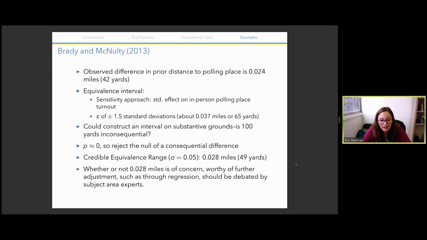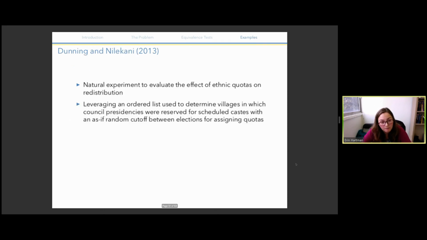What we should be debating is this: is 49 yards sufficiently small that we believe the design is likely unconfounded, or should we do further adjustment through regression or something like that? And we now have this objective number that subject area experts can discuss. And a quick final example, and then I'll turn it over to questions.